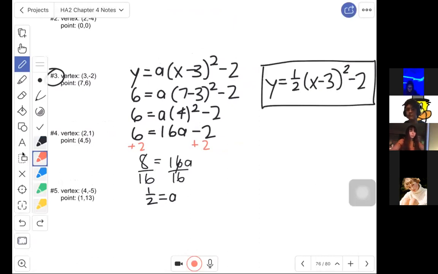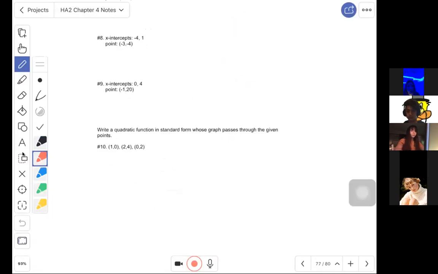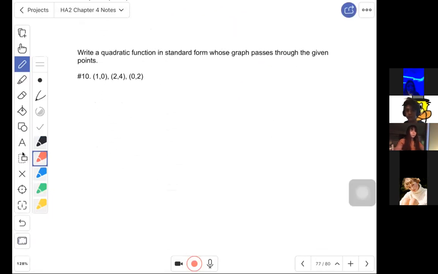So I also wanted to look at number 10. We only got to do one of these in class yesterday, but both of these were very similar. We're using standard form, which is ax squared plus bx plus c. Ava R., what's the first step you took? You plug in the first point for x and y. Yes, awesome.